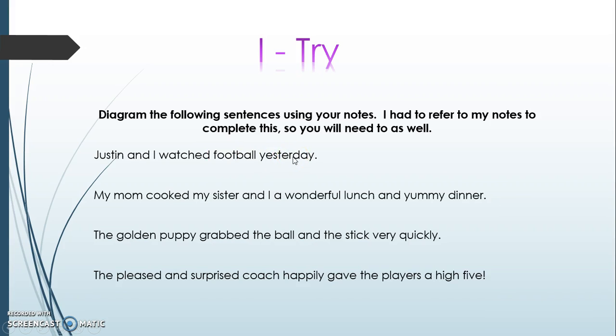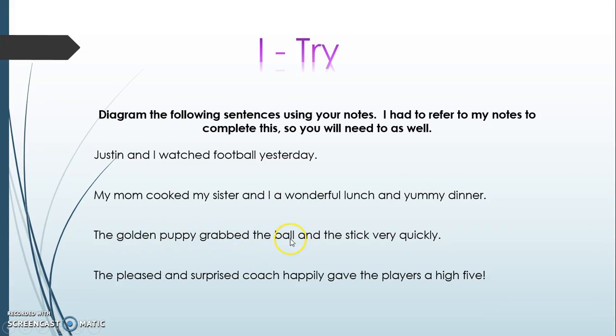What does yesterday tell us? It tells us when we watched. So yesterday is actually your adverb that modifies watched. So it would go in a line under watched. Then my mom cooked my sister and I a wonderful lunch and a yummy dinner. Notice that you have a nice compound indirect object. So I have a compound indirect object and a compound direct object. I'm getting pretty sneaky here, aren't I?